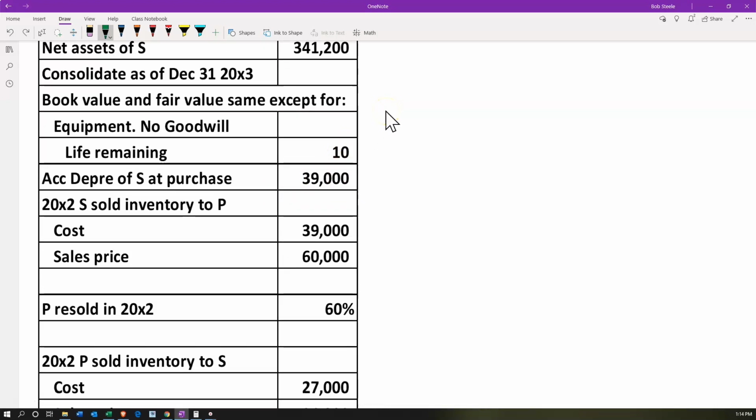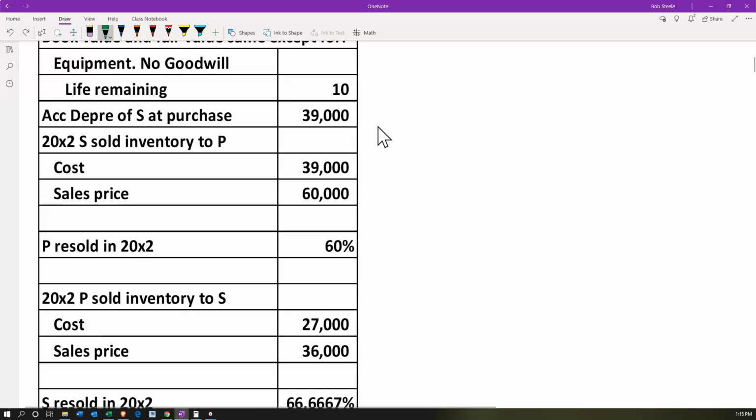Book value and fair value are the same except for equipment. So the equipment is going to be different. We're going to kind of back into the value of the equipment. There's not going to be any goodwill. So given there's no goodwill, it'll help us to back into the equipment difference in fair value and book value. And then the accumulated depreciation of S at the purchase date was $39,000.